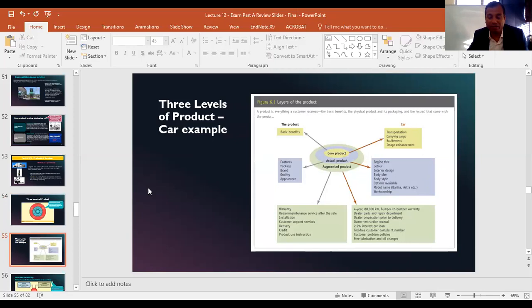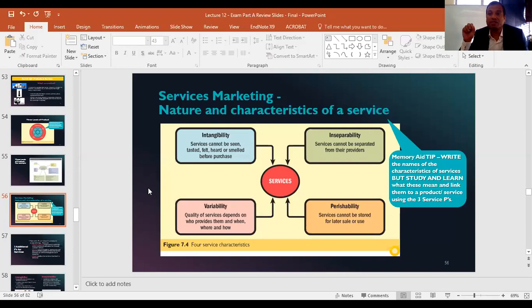Very good example we have here, the car example. I was talking about service marketing. We have noticed four major characteristics of the services: intangibility, variability, perishability, and inseparability. So the memory aid tip over here is write the names of the characteristics of the services, but study and learn what these mean and link them to a particular product or service. I mean, we are looking for industry-specific examples, firm-specific examples. If you encounter any service in recent time, can you relate that with the different characteristics of services which you have learned? Then you have to recall the services which you have consumed, encountered, and think about what sort of variability you noticed over there.